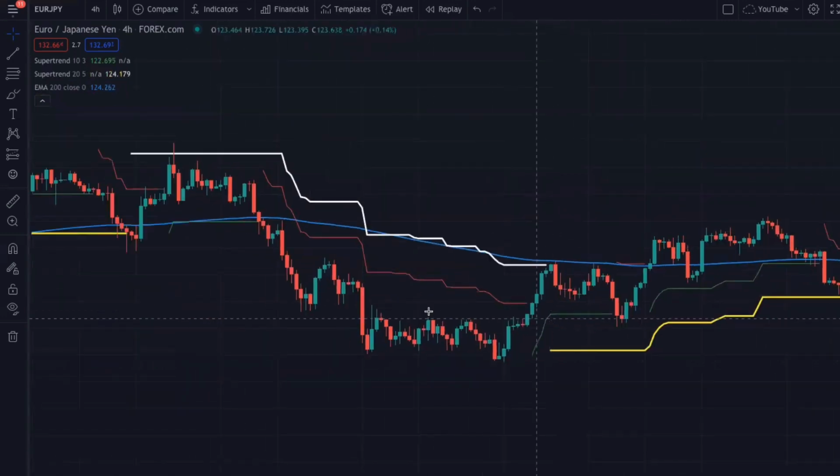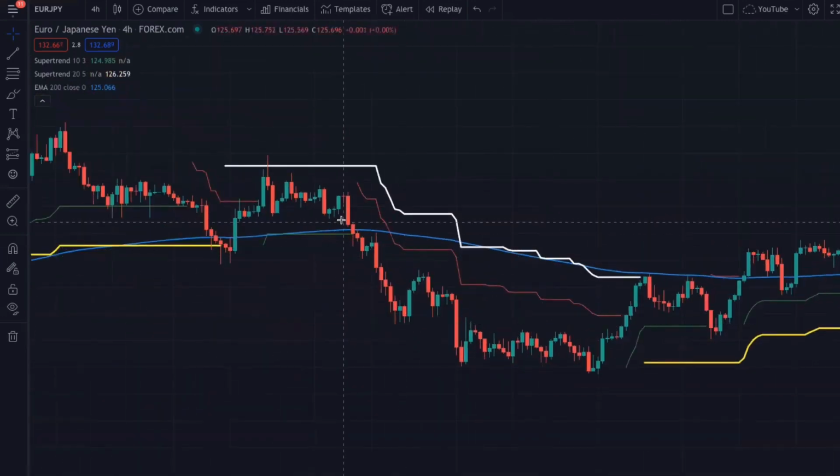So let's try to find some. All right, here's a great opportunity right here. Long-term super trend indicator telling you, hey, look for sell opportunities. Short-term indicator activates, right? Price action is below the 200 EMA. You get in and you see the price drop, right?